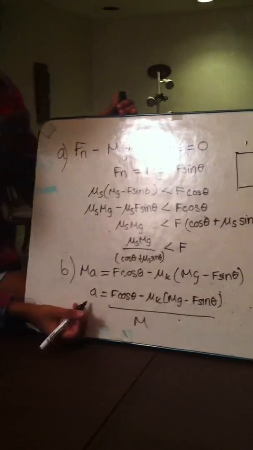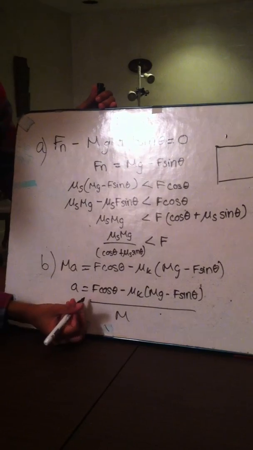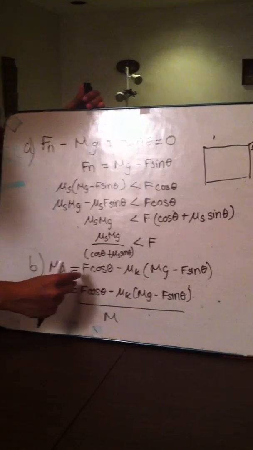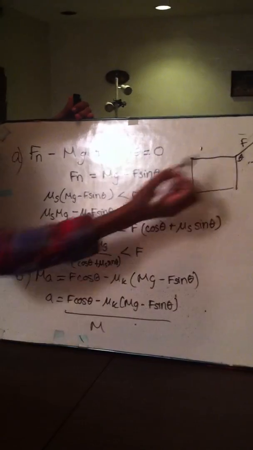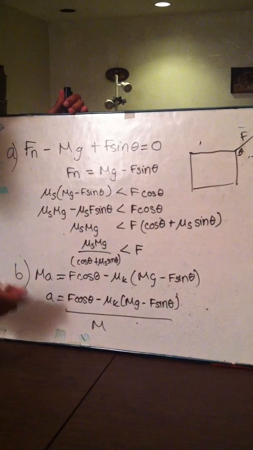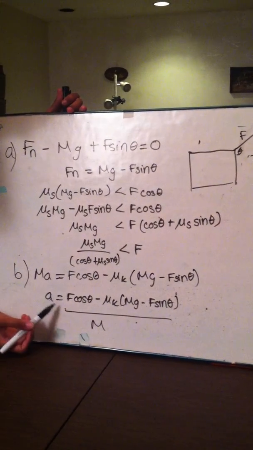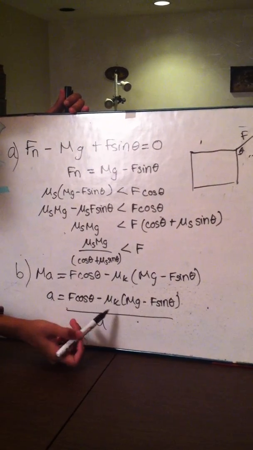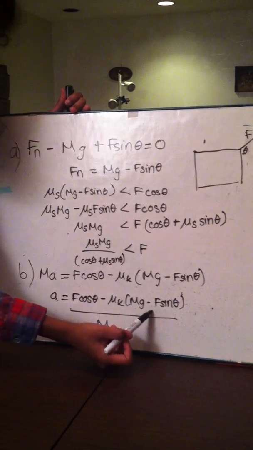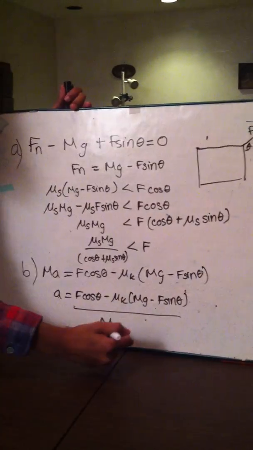So when you solve for A, you get the acceleration of the block is equal to F cosine theta minus the friction force, because this is positive and the friction force is opposing its forward movement. So A is equal to F cosine theta minus the coefficient times the normal force, which is mg minus F sine theta, all over m.